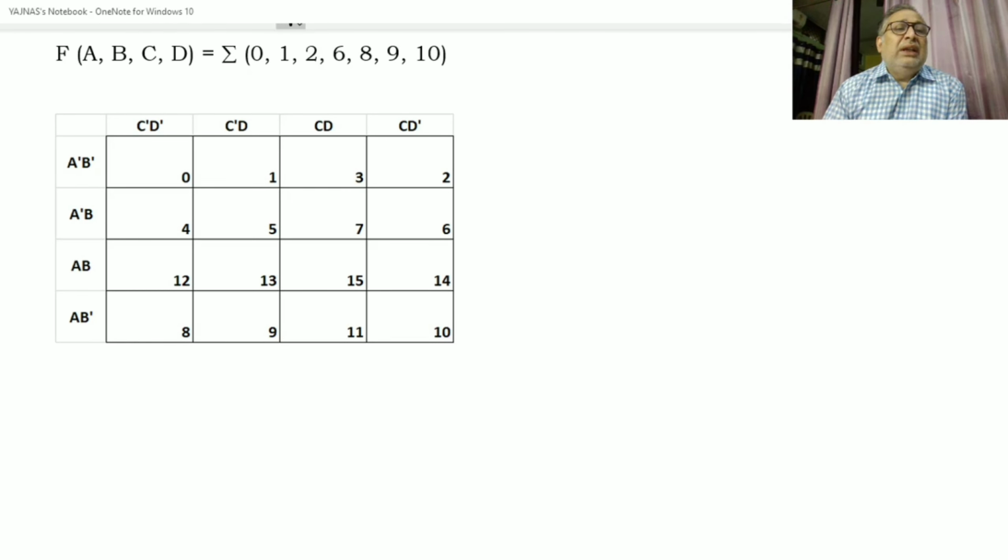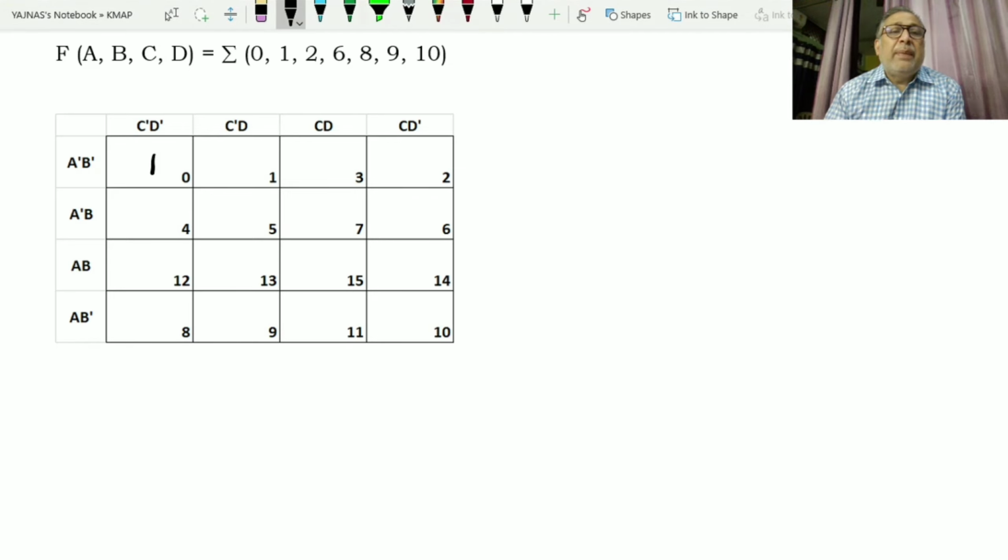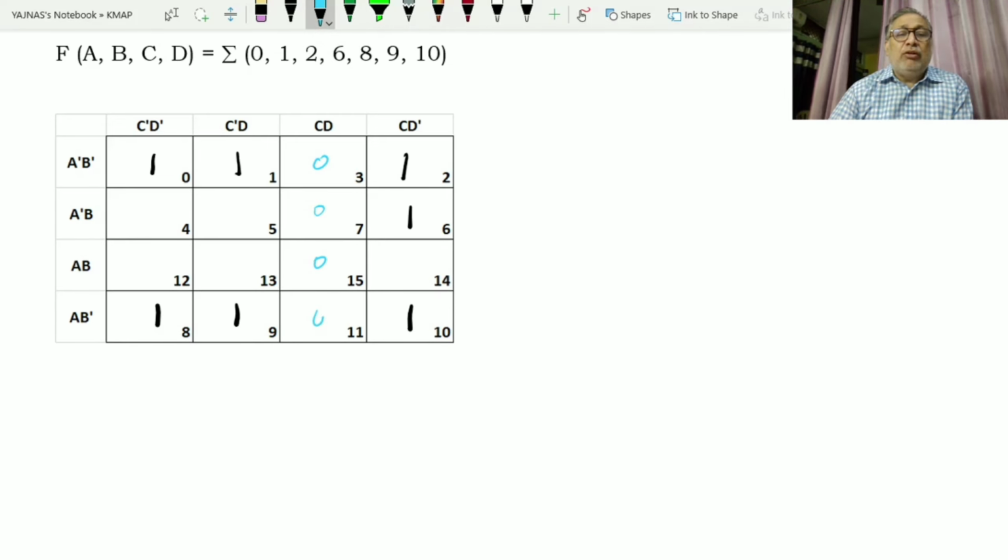Now this question is f(a,b,c,d) equal to sigma 0, 1, 2, 6, 8, 9, 10. After this we have drawn the K-map. We'll fill these places with ones, the designations 0, 1, 2, 6, 8, 9, 10. The rest of the places we will fill with zeros. We don't have to leave them. We have to fill them, even though we are not going to do anything with them.